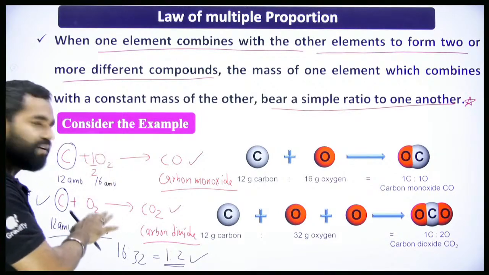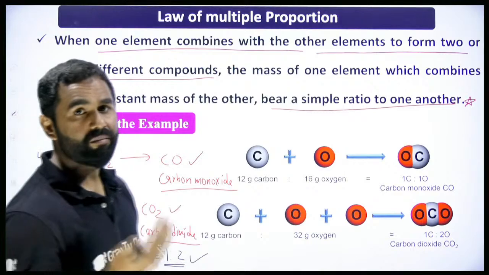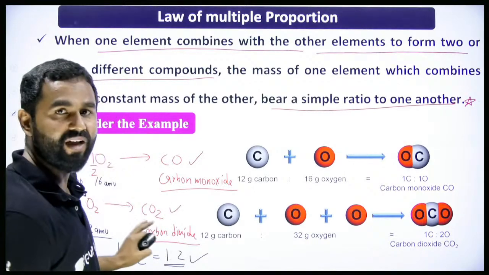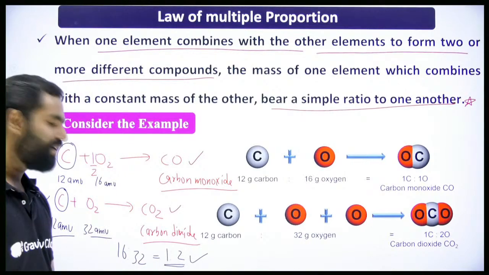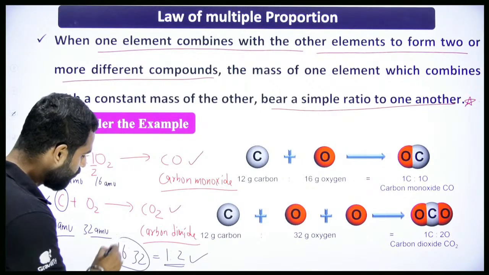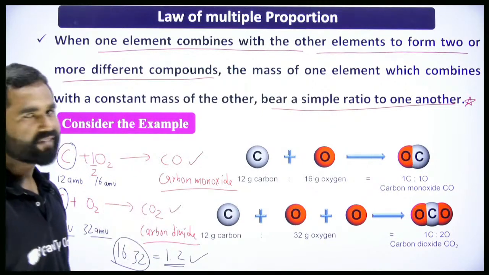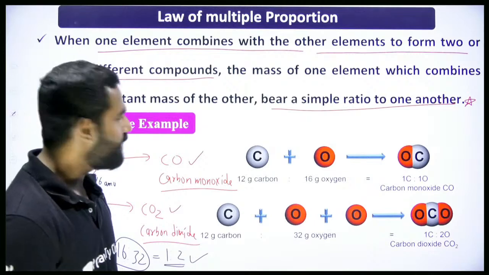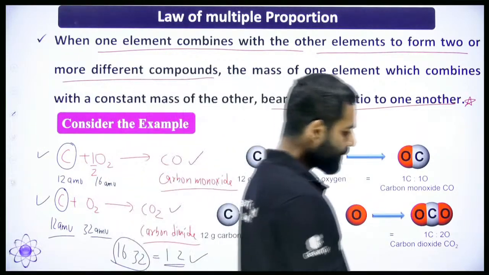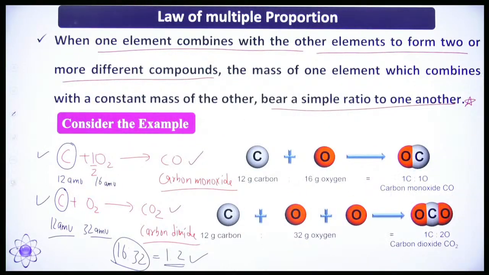And then the mass of the oxygen will have simple whole number ratio. Like here, 16 is to 32, 1 is to 2. Simple, right? Just note it down. I give you 10 seconds. Just note it down.